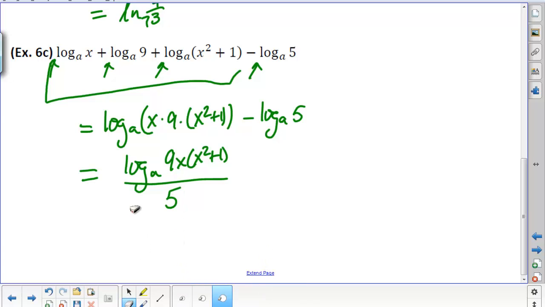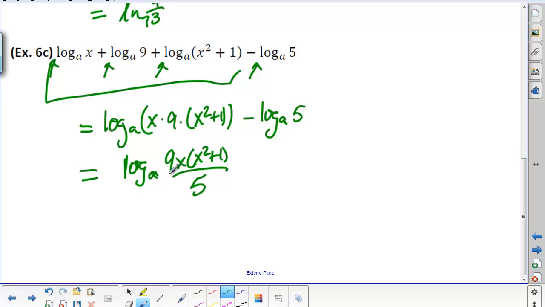whoops, let me back up, fix this a little nicer here. It's log base a, and that part is divided by 5, not the logarithm, just the part inside the logarithm there. So that one's done.